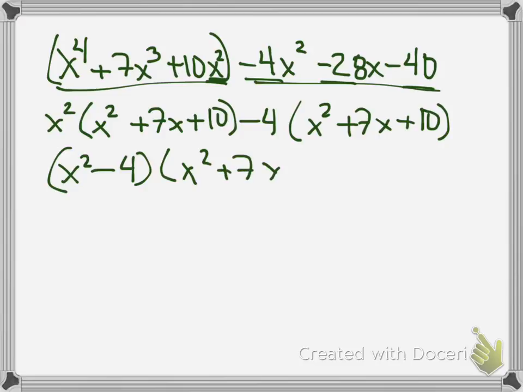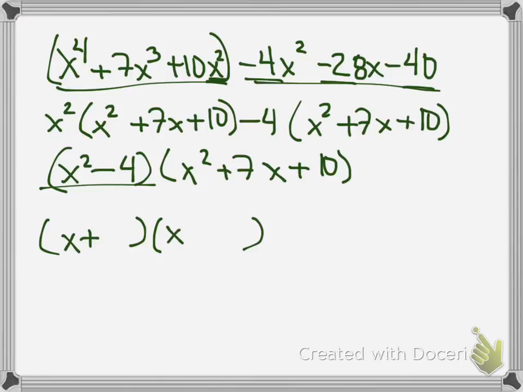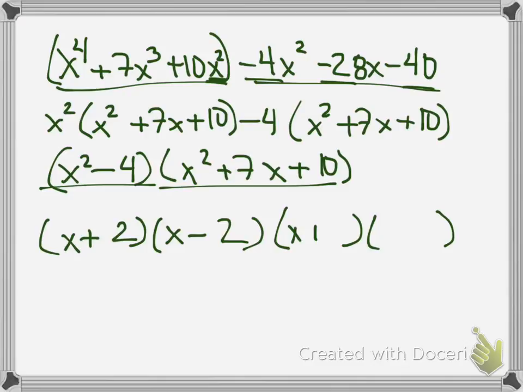Keep in mind that if you have a square minus a number, see if that number has a square root, which the square root of 4 is 2, then you split that up and say x plus, x minus the square root. So x plus 2, x minus 2. The other one also can be split or factored. So I'm going to say x plus, so plus plus because it's plus plus. And two numbers that multiply to give you 10 and add up to 7 are 5 and 2, and there you go.